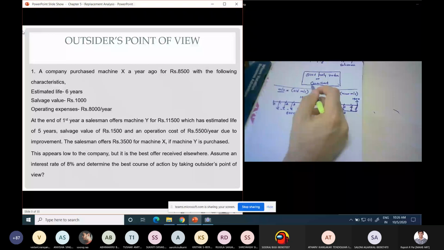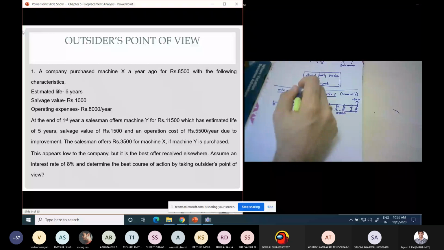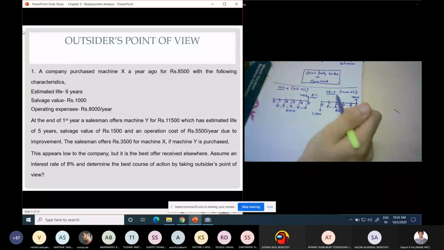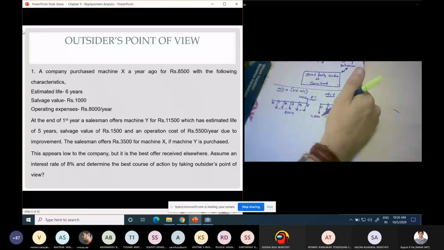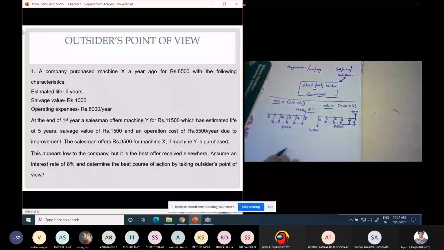In that case, for machine Y, the economic parameter is pretty clear, right? The salesman will tell this consultant, you give me 11,500 and you purchase the machine. It is quite simple. But when it comes to machine X, how will the consultant analyze, what will he do? Any guesses here?